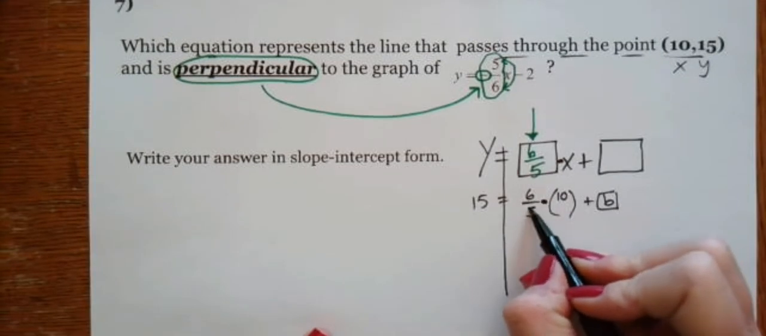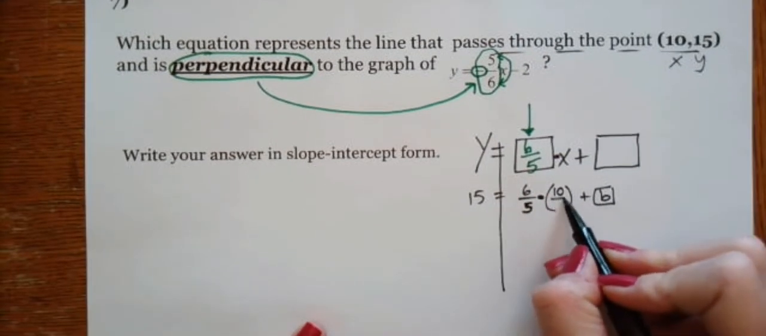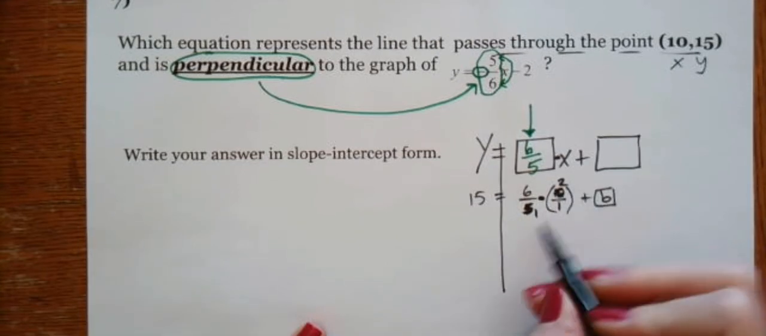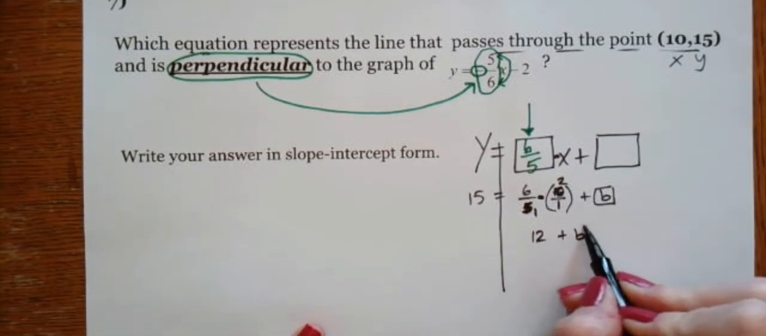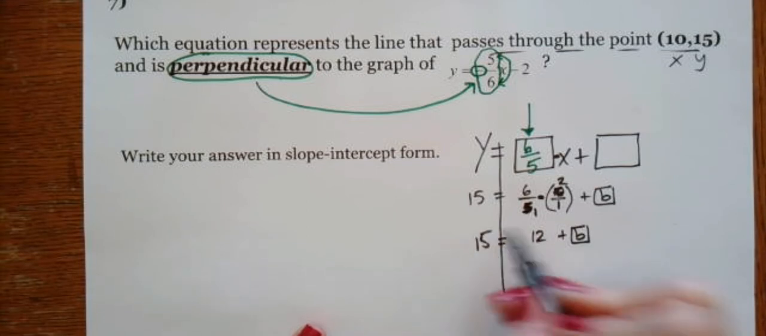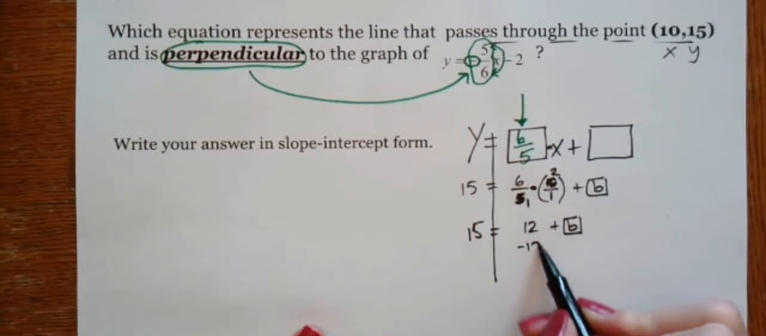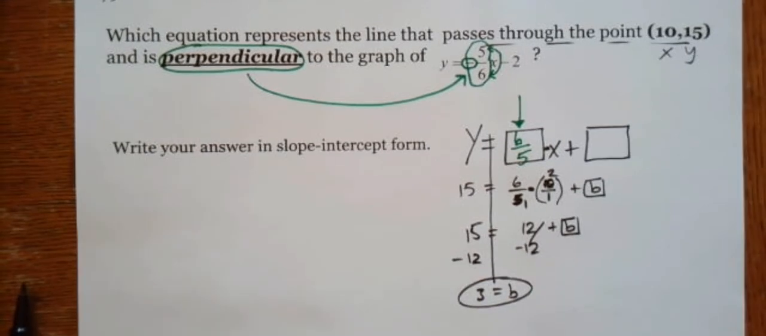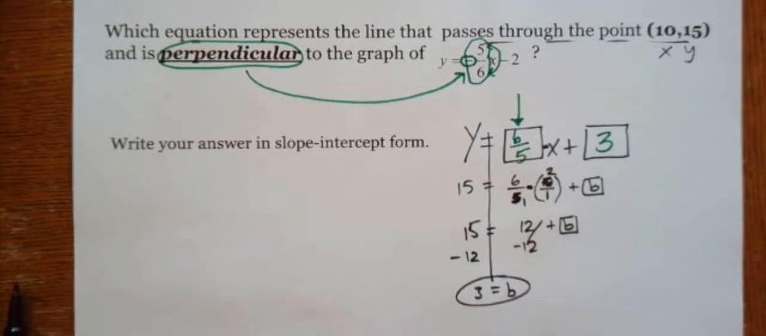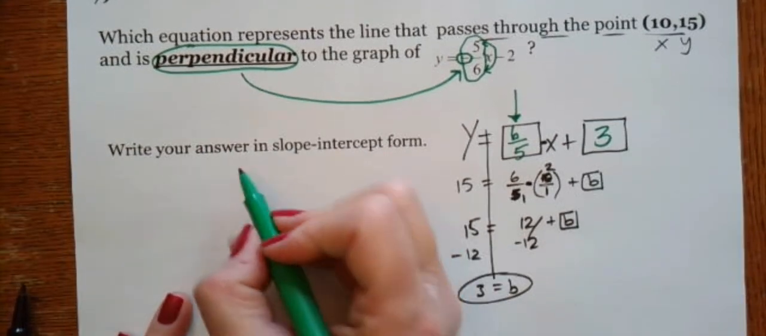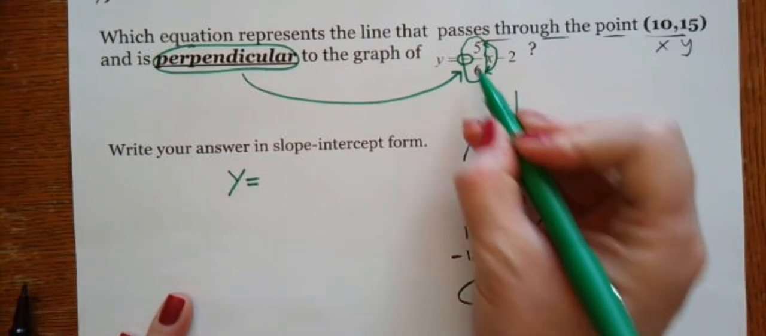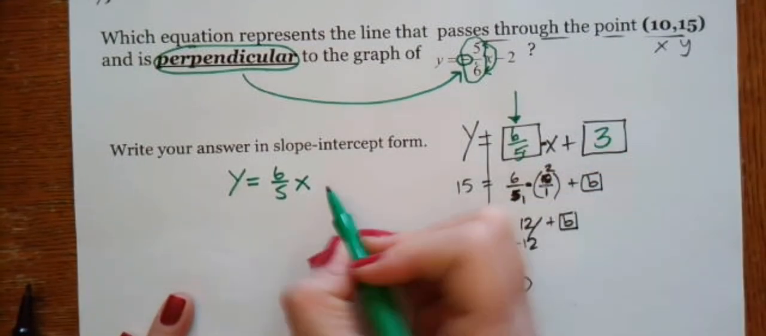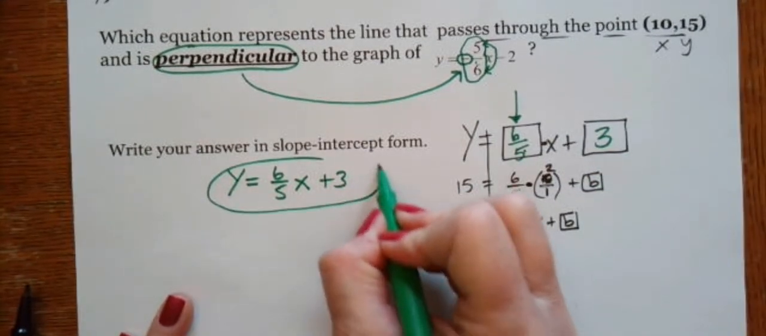Okay, so because we're multiplying fractions here, 10 over 1, we can simplify, divide by 5, get 1, divide this by 5, get 2, and then when I multiply, I have 12 plus b. Okay, so I'm going to solve for the intercept, minusing 12, and I get 3 equals b, so my intercept is 3. All right, so let's write our answer here. The perpendicular line will have the opposite reciprocal slope, 6/5, and then we found the intercept to be positive 3.